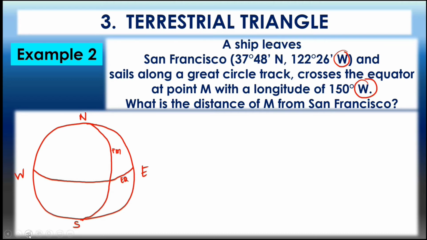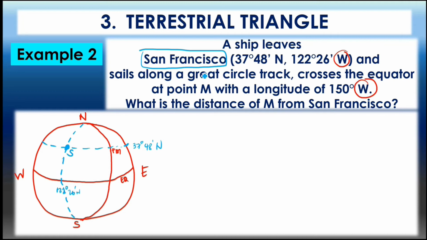Then let us have again San Francisco. San Francisco is 37 degrees, 48 minutes north, so it is above the equator. Say that this is the 37 degrees, 48 minutes north. So have the circle again. Then the longitude of 122, so it is on the west. For example, if the 122 is here, this is the 122 degrees and 26 minutes west. From the north, we're going to draw a meridian that passes through it towards the south. The point of intersection is San Francisco.